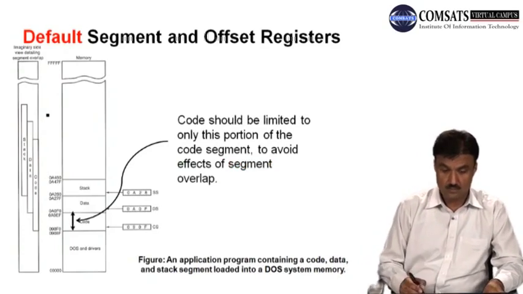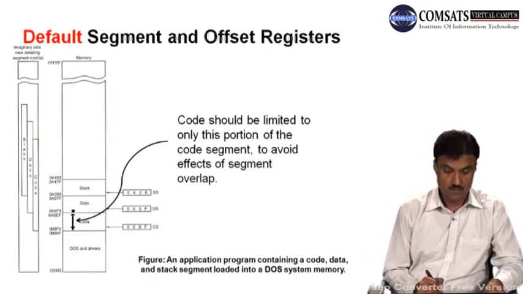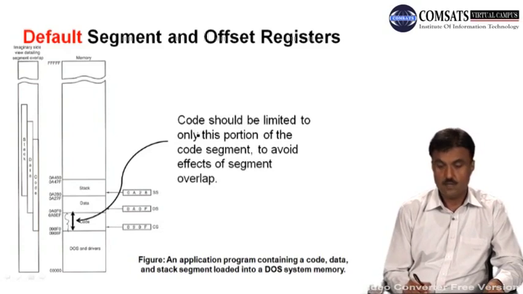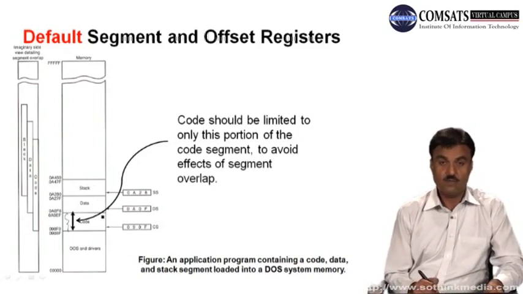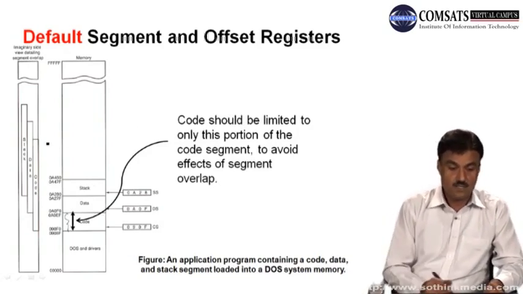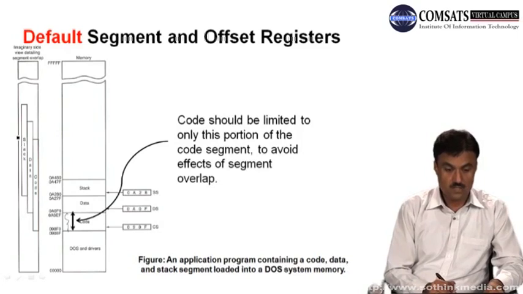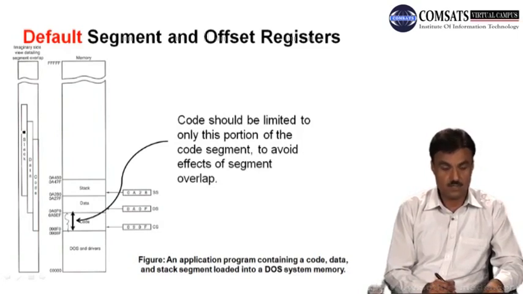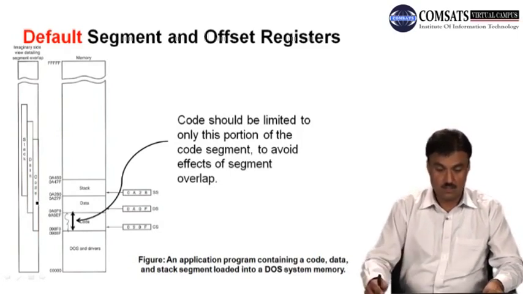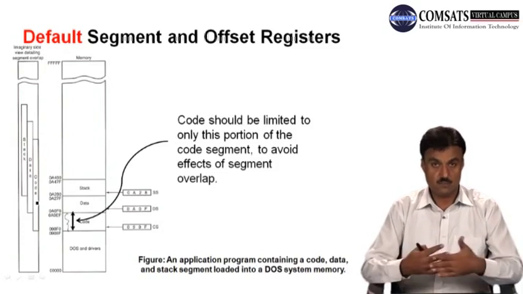For example, this code segment is this area. So code should be limited to only this portion of the code segment to avoid the effects of segment overlapping or violation. Here you can see this is the overlapping concept. For example, this is the imaginary concept. So stack segment is overlapped at the data and data is overlapped at the code. It is possible they can overlap.